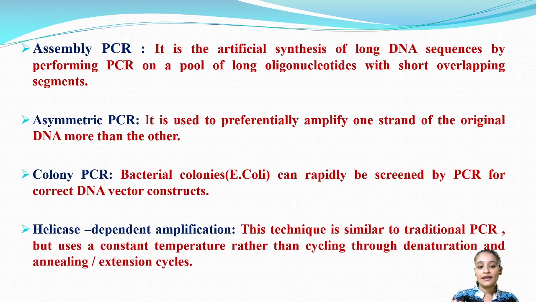Now what is helicase dependent amplification? This technique is similar to traditional PCR, but it uses a constant temperature rather than cycling through denaturation, annealing and extension. So in conventional PCR, we perform the reaction through different temperatures for denaturation, annealing and extension. But in helicase dependent amplification, we use only a constant temperature rather than cycling through denaturation, annealing and extension cycles.